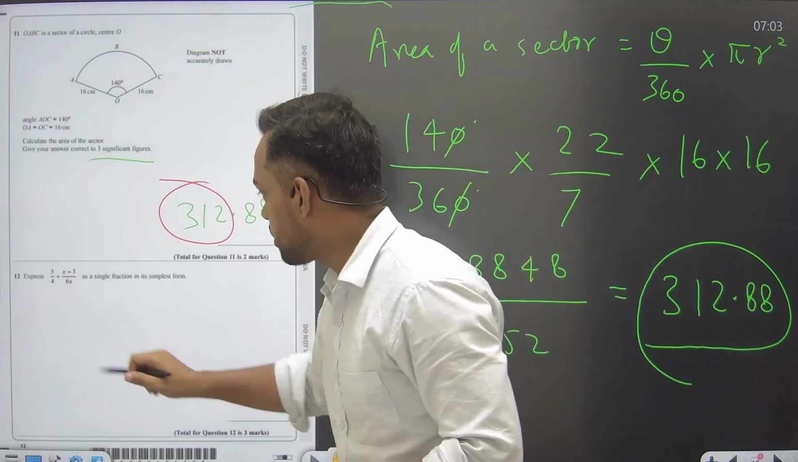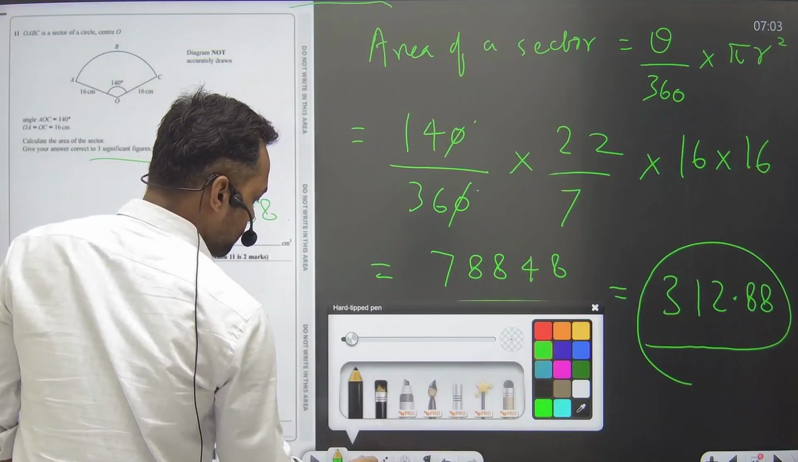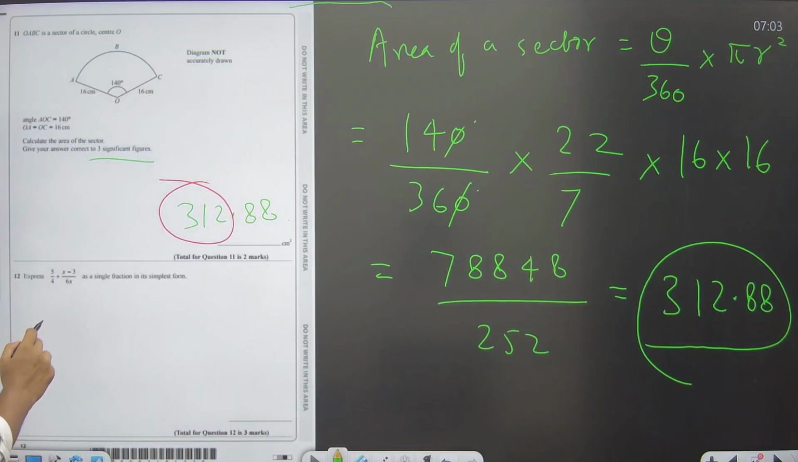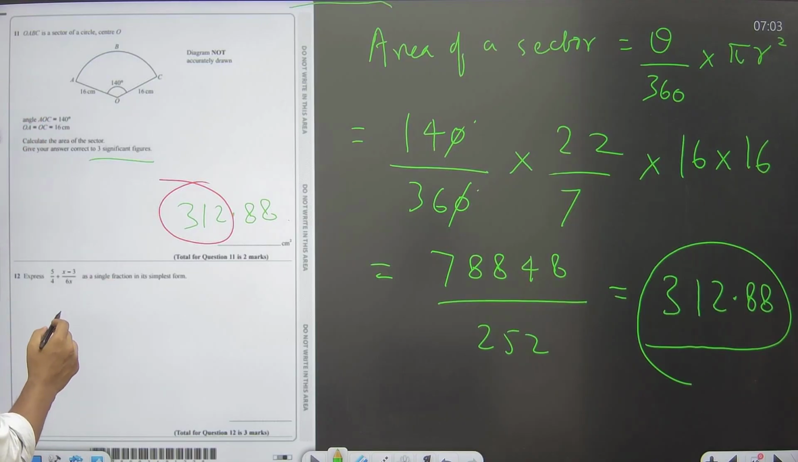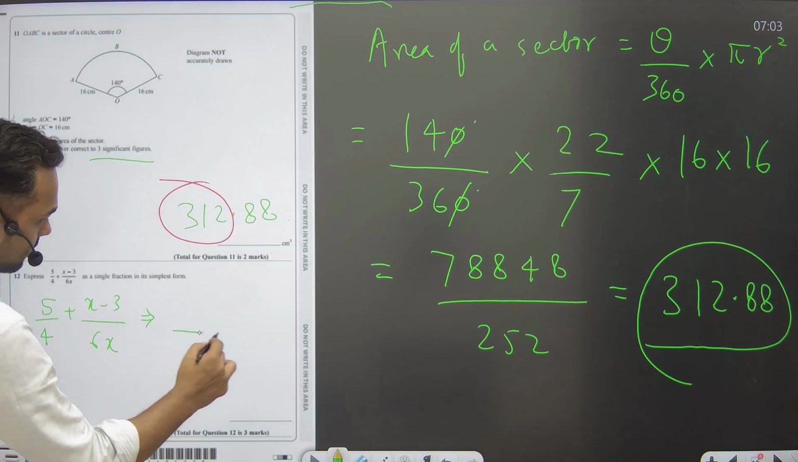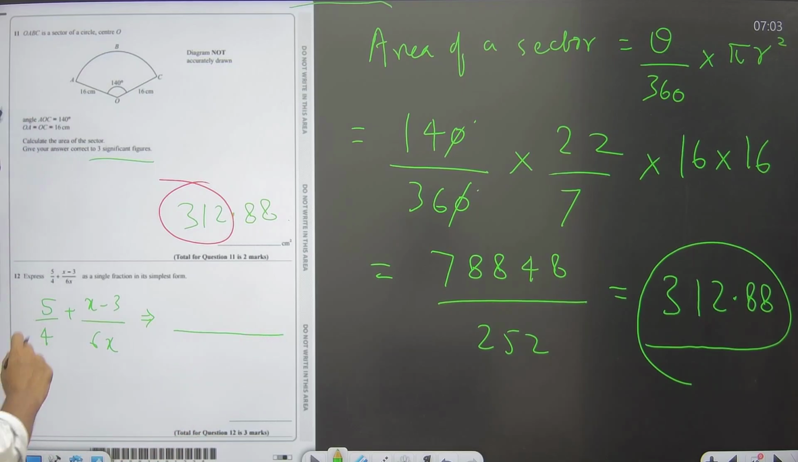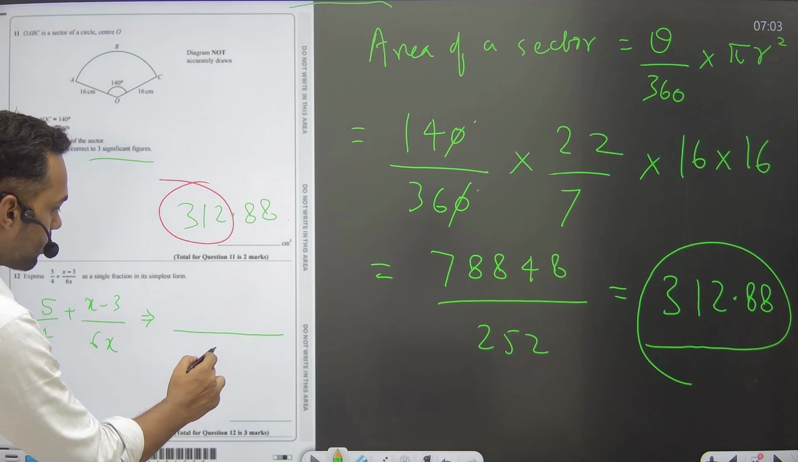Now let's move to the next question, that is 5 by 4 plus x minus 3 upon 6x. Express this term as a single fraction in its simplest form. What we need to do here, students, see 5 by 4 plus x minus 3 upon 6x. We just need to take the LCM of these two fractions which are written here. So the LCM here will be 24x.